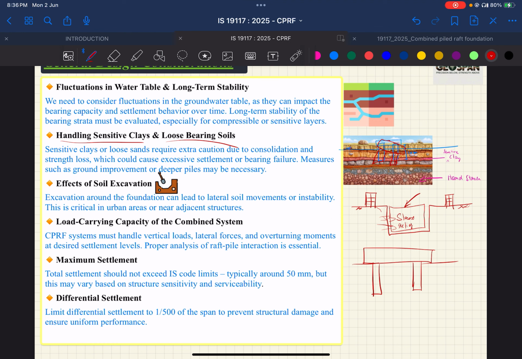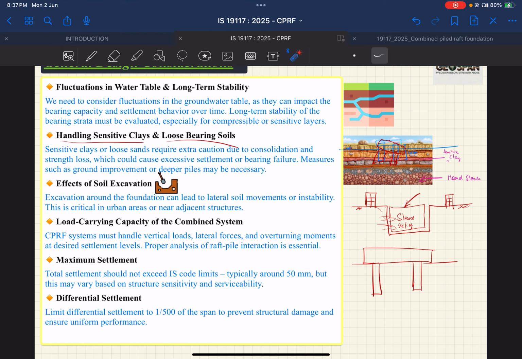The next consideration is maximum settlement. The total maximum settlement should not exceed IS code limits. Typically around 50 mm will be taken, but this may vary based on the structure, sensitivity, and serviceability.